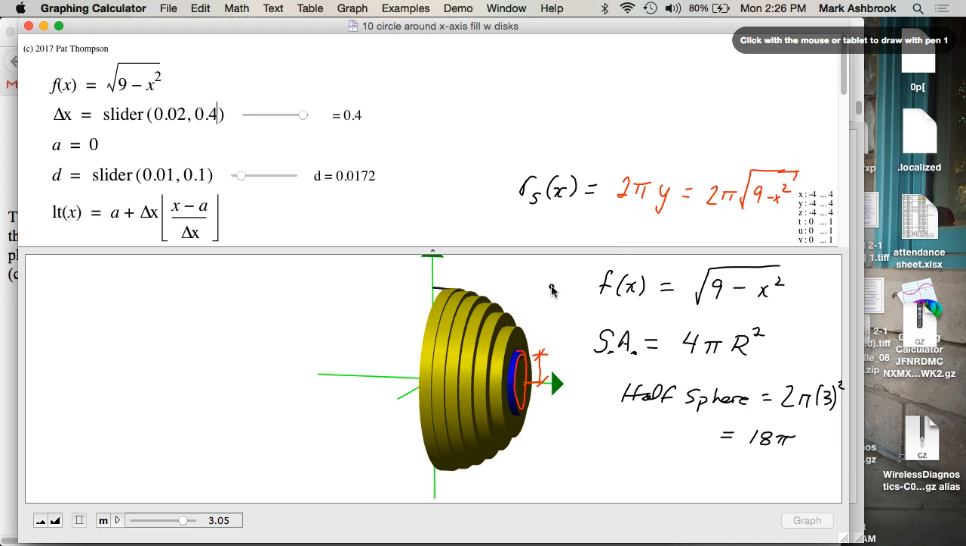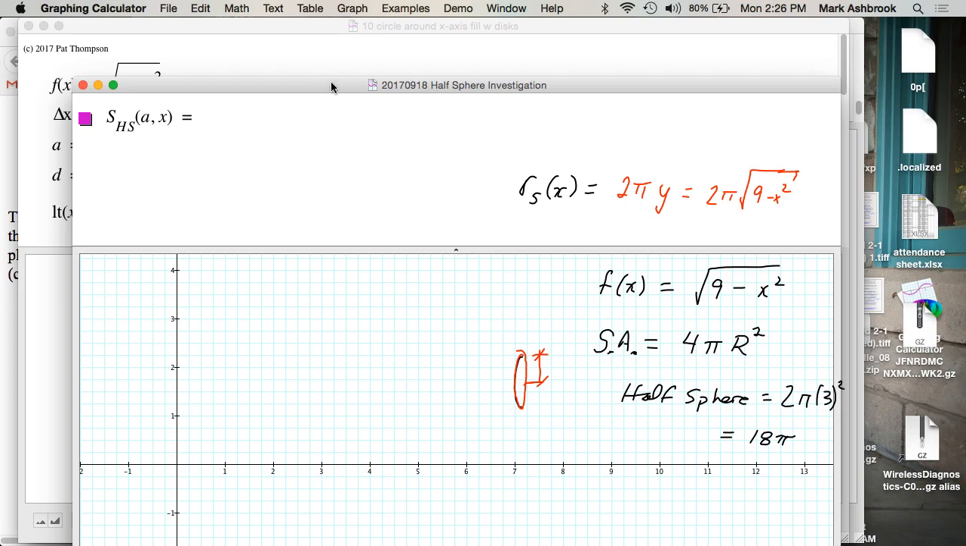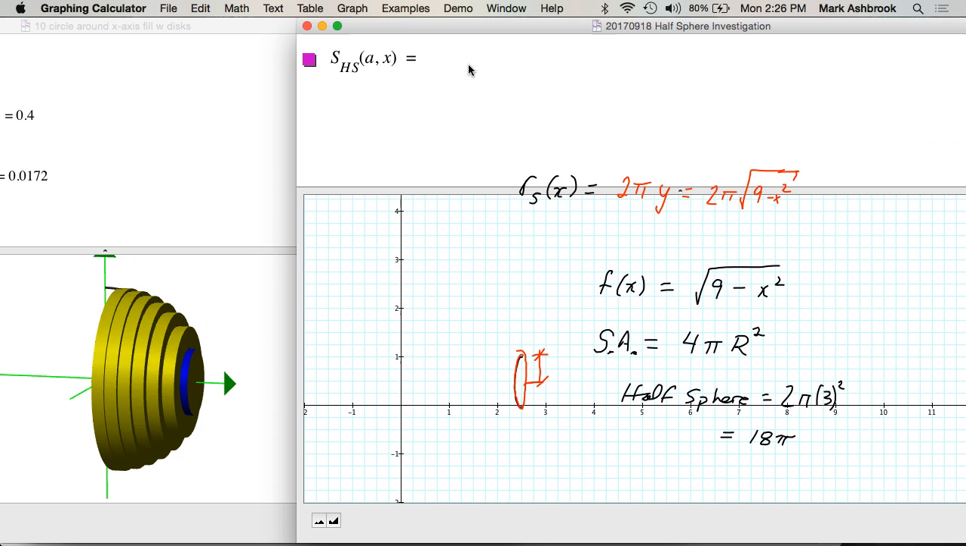Can you set up the surface area for the half sphere function according to our attempt here? This is the surface of my half sphere. That's what I'm calling capital S of the half sphere, or the accumulation up to the half sphere. So what would it be? Anyone got it? We've got the rate of change of surface area. We want to write the net accumulation. Everyone should be able to do this now. In the back, please.